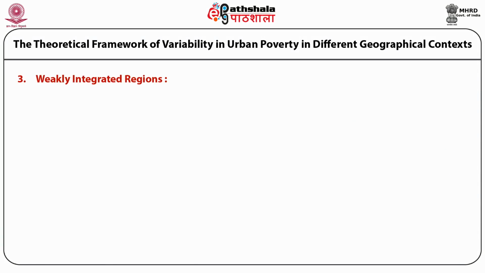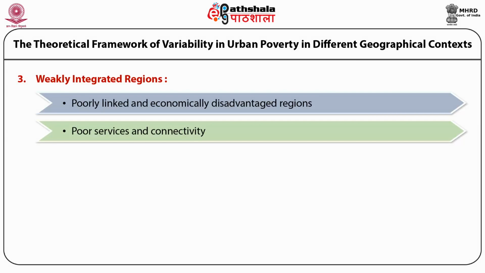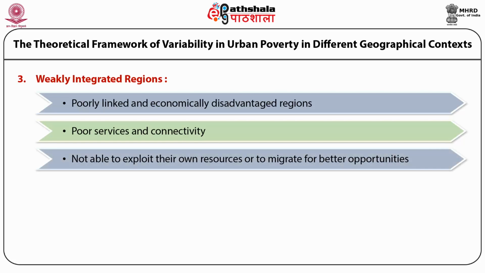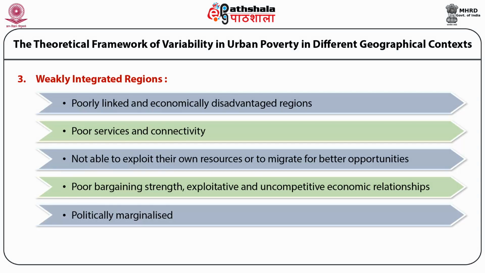The fourth type of areas are weakly integrated regions. These regions are poorly linked and economically disadvantaged. These include peri-urban and urban areas which have poor services and connectivity. Ecologically, these areas may have high or low potential, but limited information and poor services never enable them to exploit their own resources or to migrate for better opportunities in other regions. Since they have very low information and poor bargaining strength, they are adversely incorporated into the markets through exploitative and uncompetitive economic relationships. These areas are also politically marginalized or have an unstable political environment and poor representation in central bodies.